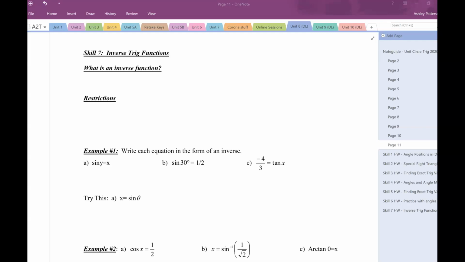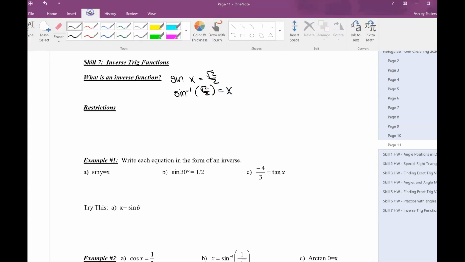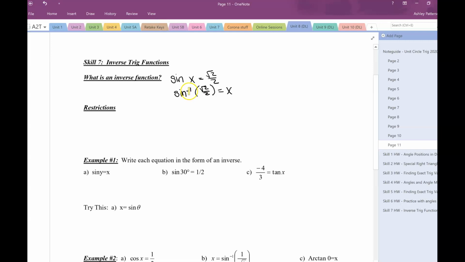Well, let's say, hypothetically, that I had sine of x is equal to rad 2 over 2. Well, I can't take the sine of x. I don't know what x is. So in order for us to solve, we apply the inverse. So inverse sine of the side ratio, and that will ultimately give us the angle measure, be it in degrees or radians. Okay, throwback to our inverse unit.